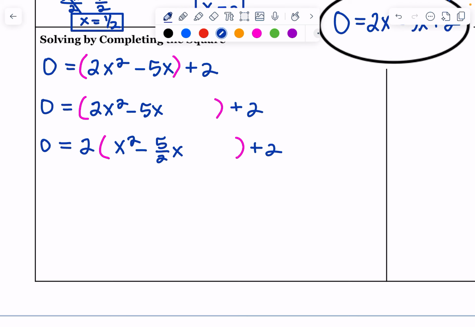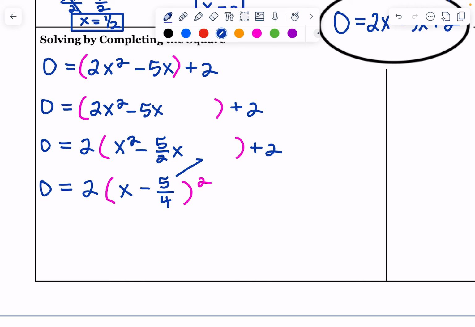Now that I brought that 2 out, I can go to my completing the square step. So this would be 0 equals 2, and we're trying to make this into a square. I'm going to go a little faster on this video than I did in part 1, but to get this blank right here, we need to divide 5 over 2 by 2. And when we do that, we get minus 5 over 4.